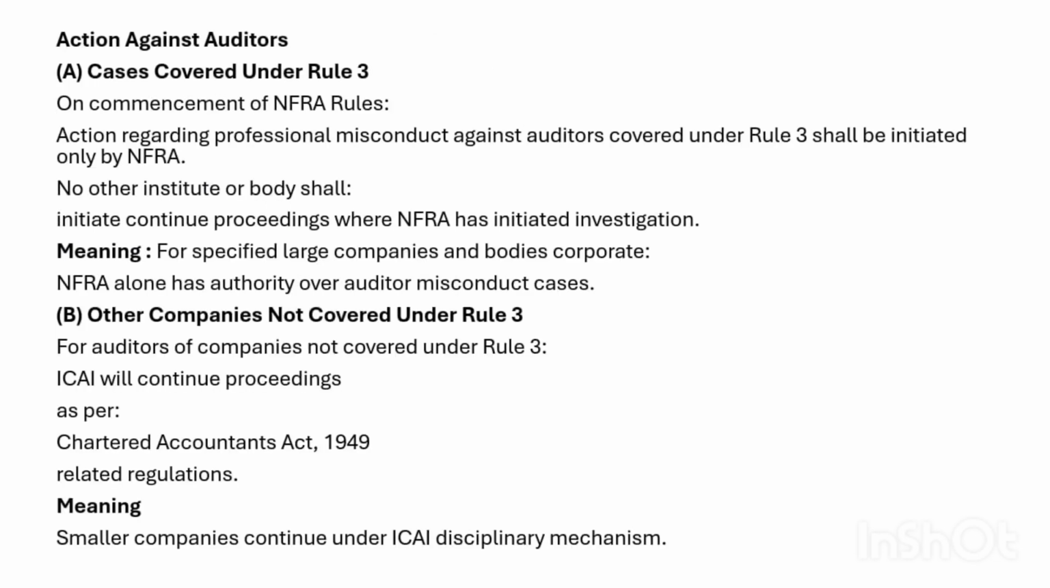Now the last topic, that is action against auditors. So the cases covered under Rule 3 is that on commencement of NFRA rules, action regarding professional misconduct against auditors covered under Rule 3 shall be initiated only by NFRA. No other institute or body shall initiate or continue proceedings where NFRA has initiated investigation. So, for specified large companies and bodies corporate, NFRA alone has authority over auditor misconduct cases.